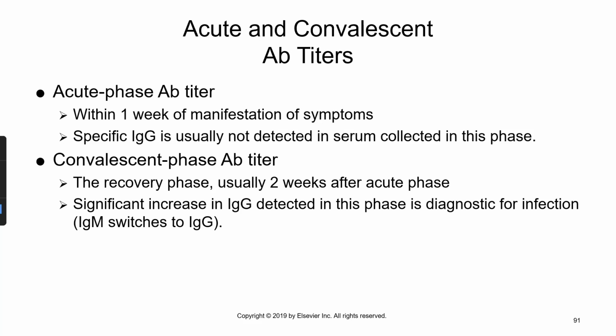Acute and convalescent antibody titers. Acute phase antibody titer happens within 1 week of manifestation of symptoms. Specific IgG is usually not detected in serum collected in this phase. Convalescent phase antibody titer, the recovery phase, usually 2 weeks after the acute phase. Significant increase in IgG detected in this phase is diagnostic of the infection. So IgM switches to IgG.